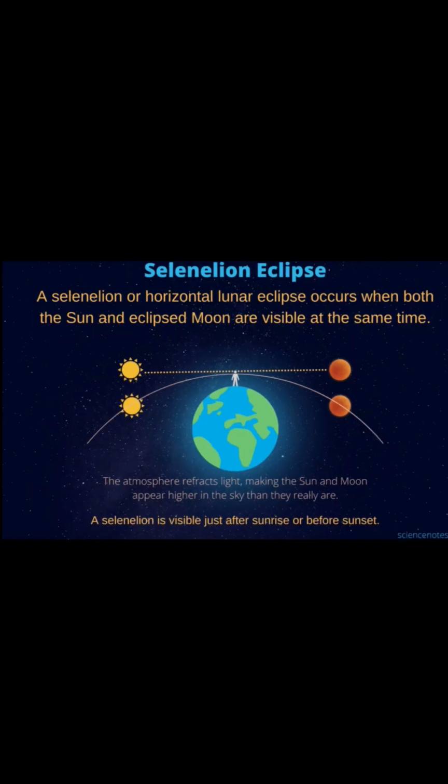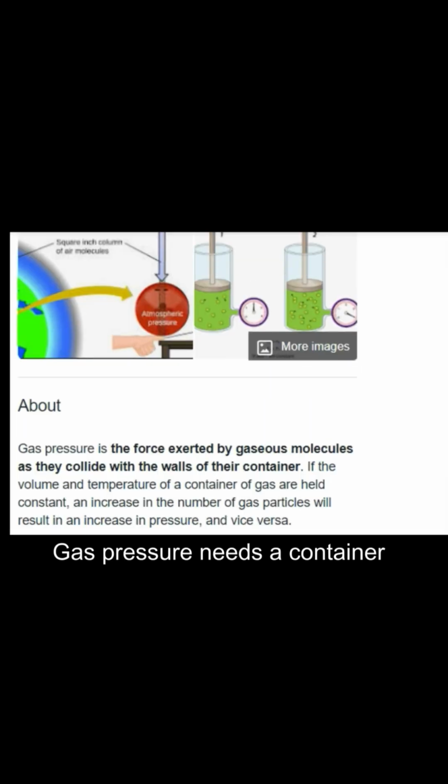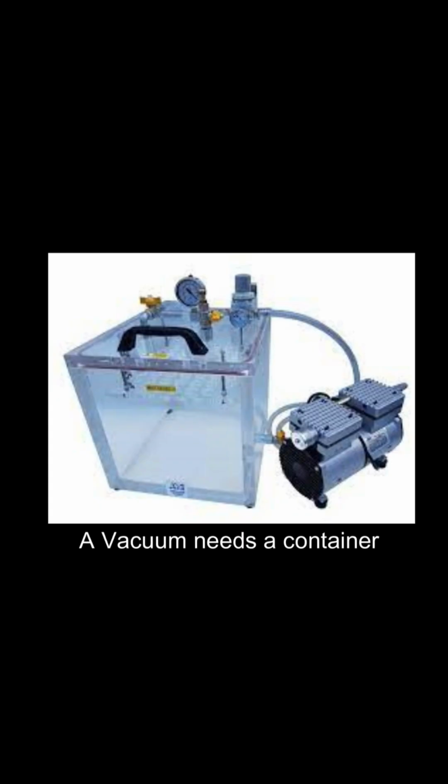And again, clouds in front and behind the sun. Here's the Salanelian eclipse. This doesn't work on a globe because refraction only works with light and not with the shadows, so why do we still see an eclipsing moon? Gas pressure. You can't have gas pressure without a container. It's in the definition of gas pressure. You can't have a vacuum without a container, and you certainly can't have them coexisting next to each other without a solid barrier between them.